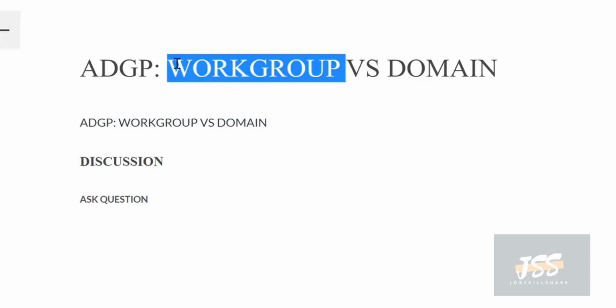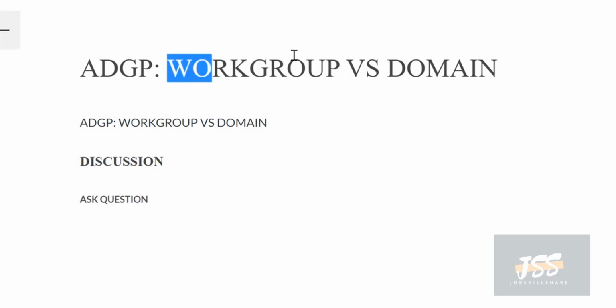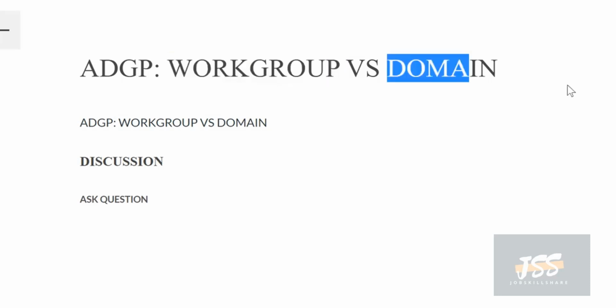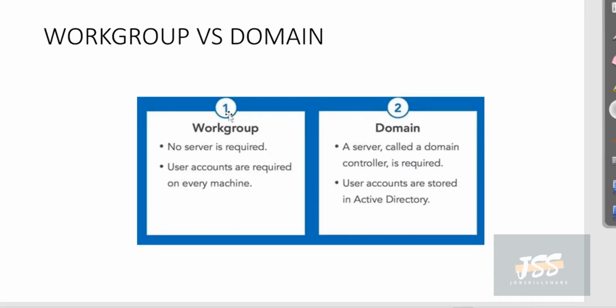So at that moment, that computer is on Workgroup. So you do need to know how to change it from Workgroup to domain, because you want to now make it more managed. So let's go to our PowerPoint just to get some more understanding. Number one is Workgroup. Number two is domain. So you can see Workgroup, there is no server required.